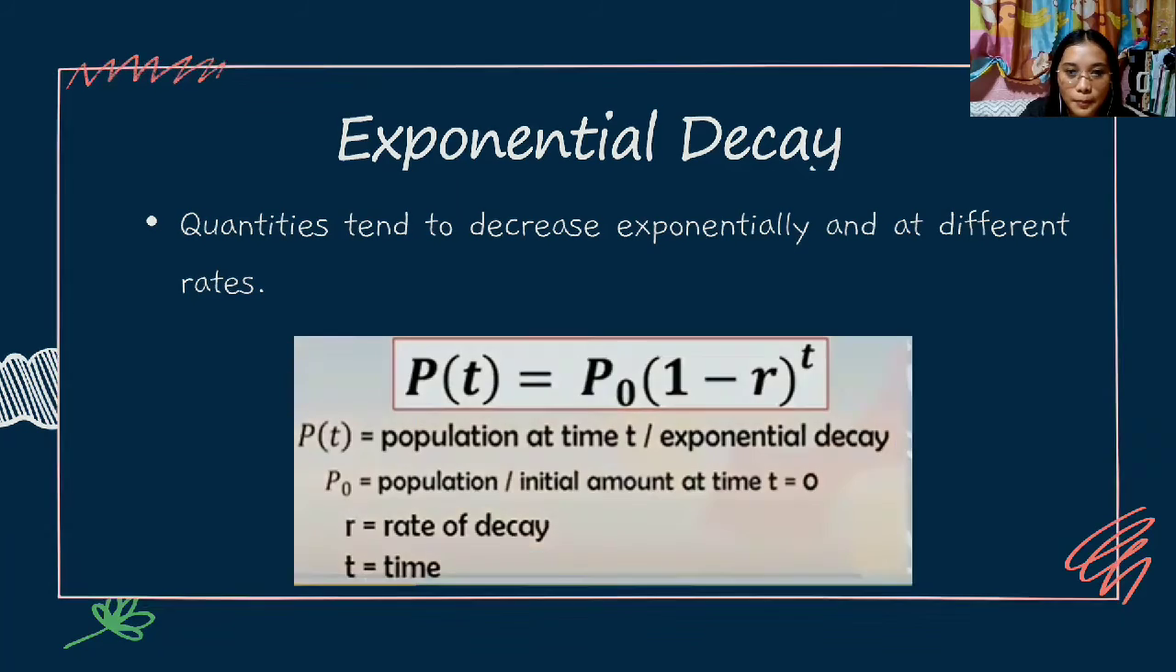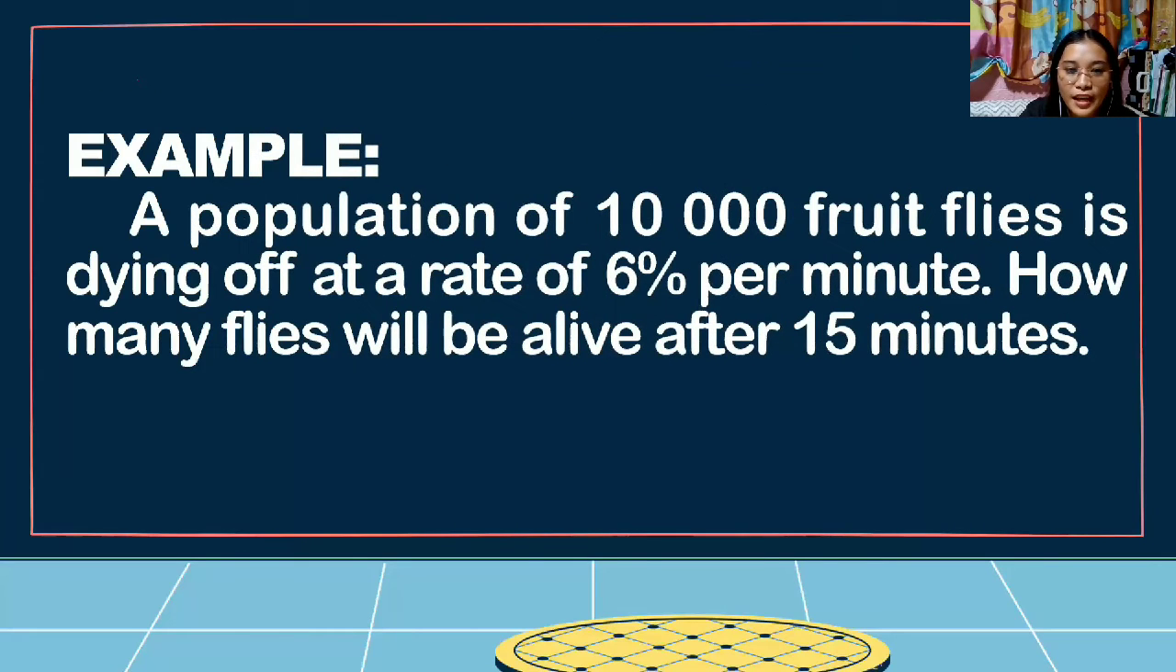For our example, a population of 10,000 fruit flies is dying off at a rate of 6% per minute. How many flies will be alive after 15 minutes? Looking at this problem, we have the keyword dying off, which means this is an example of exponential decay. There is a decrease in the number of fruit flies.